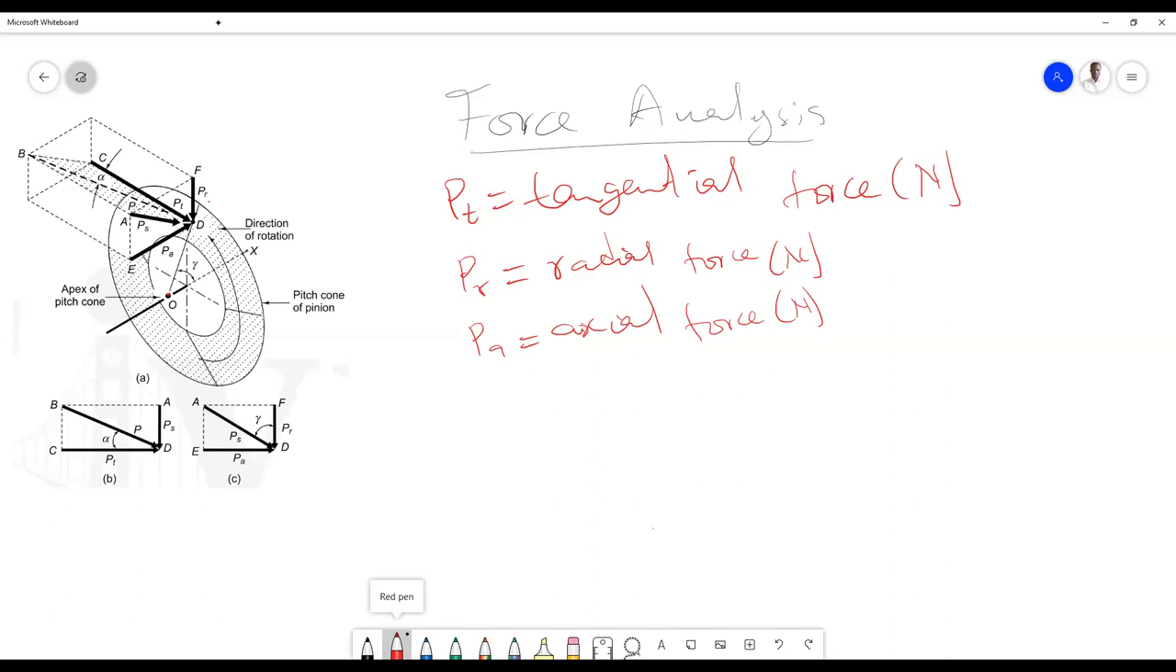Then we also have the separating component or the separating force. And the separating force is, say, PS. So the PS will try to separate the two gears, okay? Let's try to push them apart so that they will separate. And having these four components, we can identify them here. We have PA, the axial component, PR, the radial component, the separating component, PS, and then PT, the tangential component, which will provide the useful work or transfer of power.